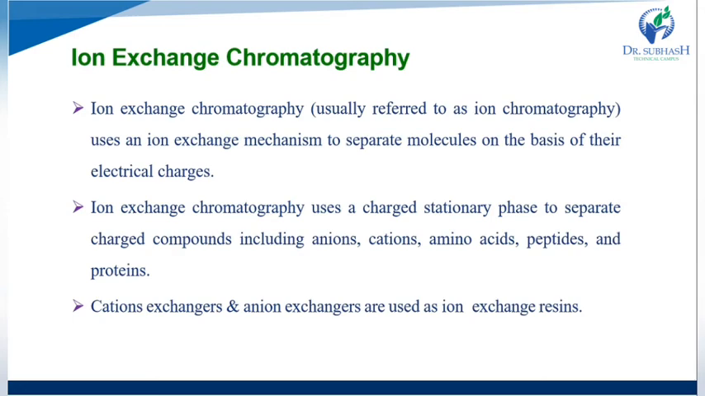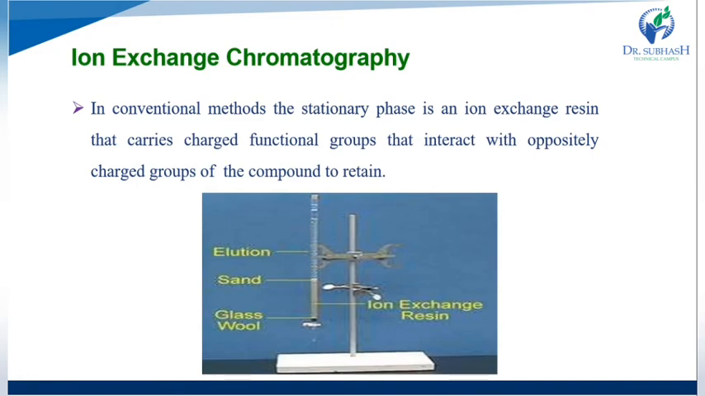Cation exchange and anion exchange resins are used as ion exchange resins. In the conventional method, the stationary phase is an ion exchange resin that carries charged functional groups that interact with the oppositely charged groups of the compound to retain it. First the elution step, then sand and glass wool, and the ion exchange resin, that is the anion and cation.